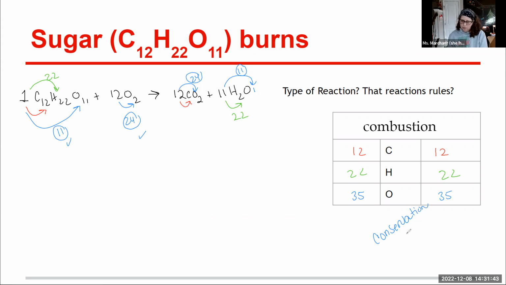Now, what is the rule we follow to make this? Conservation of mass. Same number of each element has to be on the reactant side and the product side. What is the reactant side again? On the left. What is the product side again? On the right side. Our reactants are ingredients to find our products. And that's all for today.